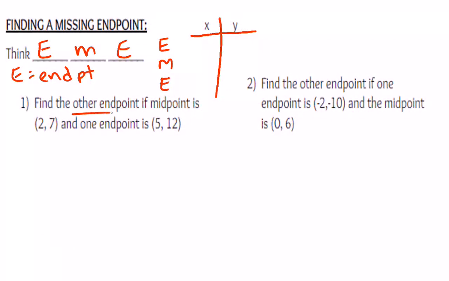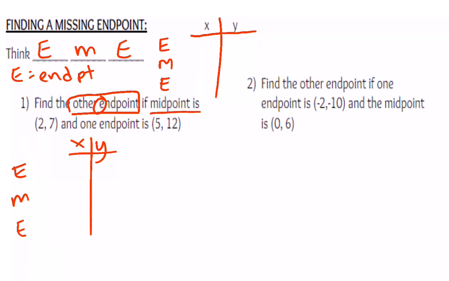So it says find the other endpoint. Endpoint means E, M, E. Then I'm going to put my table here. And now I read the rest of the problem. If the midpoint is (2, 7), so that gave me my midpoint, and one endpoint is (5, 12). Put it on top. If we put it on the bottom, it's okay. It just complicates our thinking sometimes.